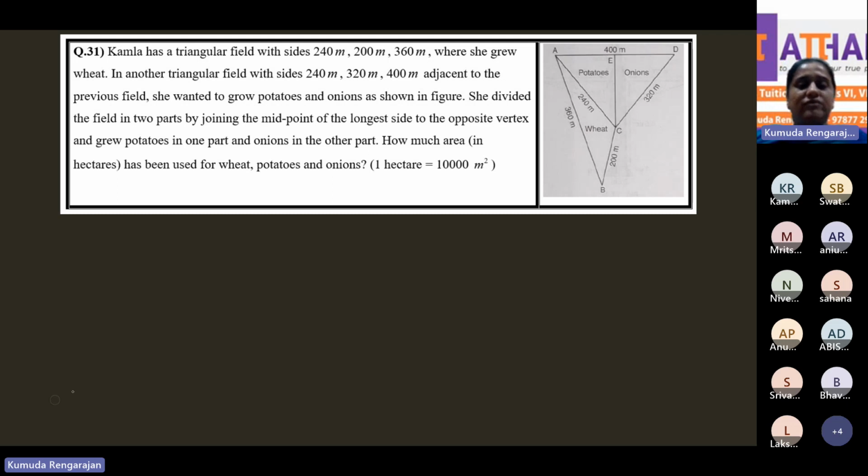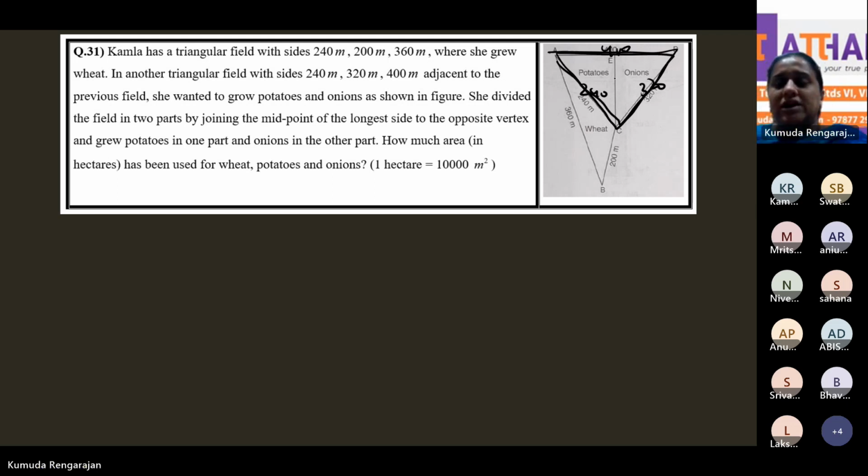That's why we use the property of the median. What is the property of the median? It divides a triangle into two triangles equal in area. So you can find the area of the whole triangle ACD. You know this is 240, this is 320, this is 400. Find the area of the whole triangle using Heron's formula and divide that answer by 2. That will be for potatoes and onions.